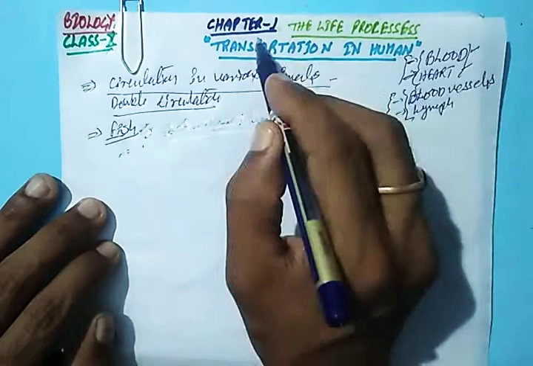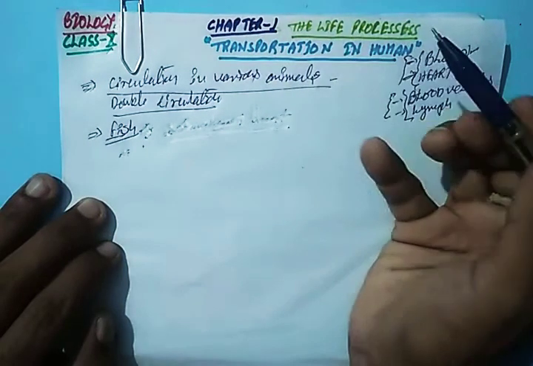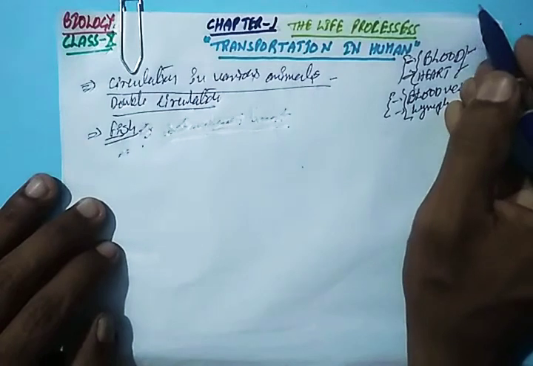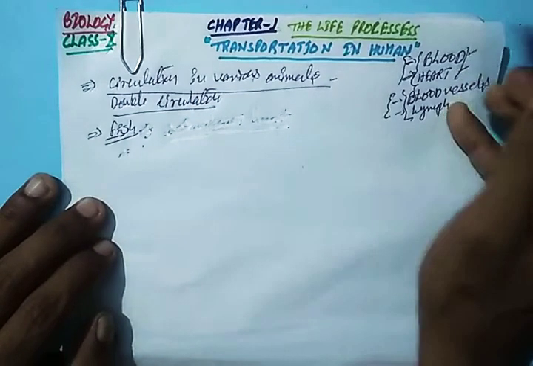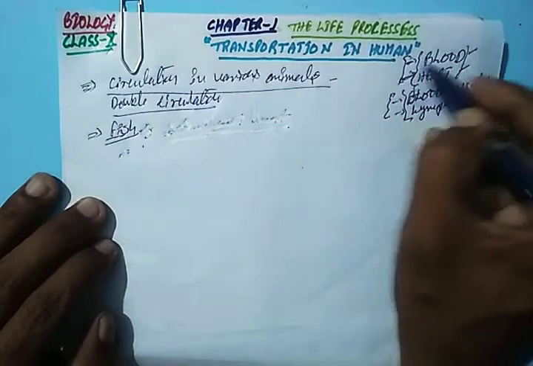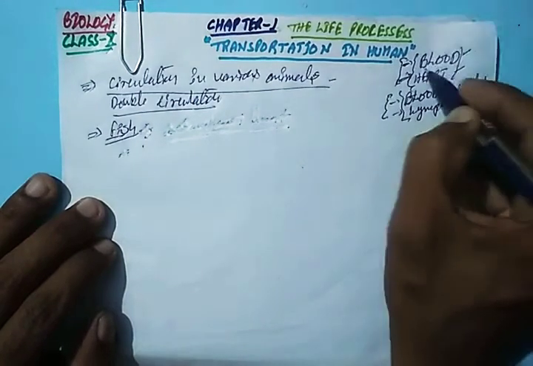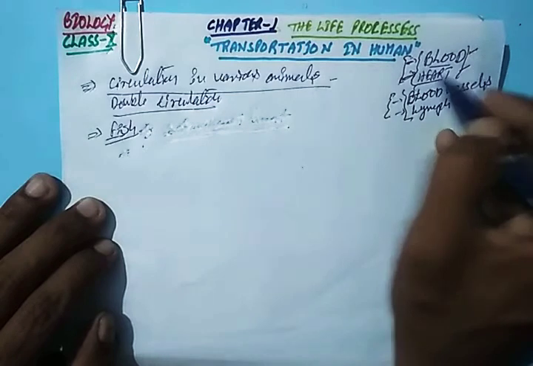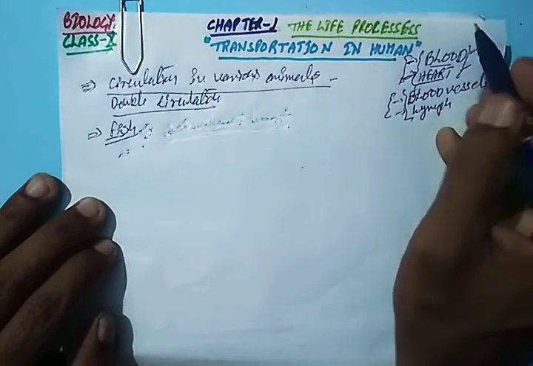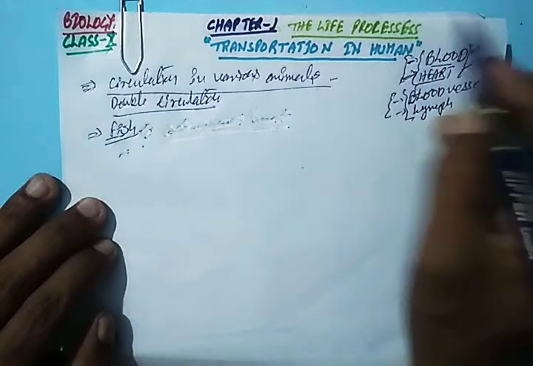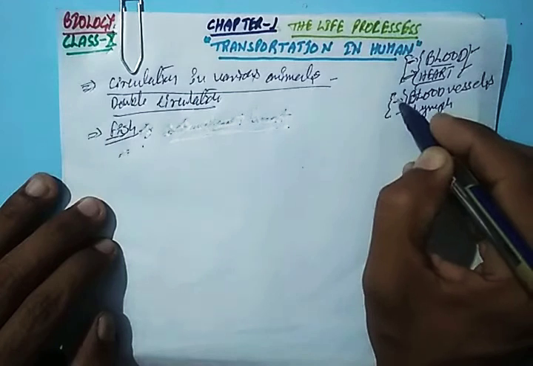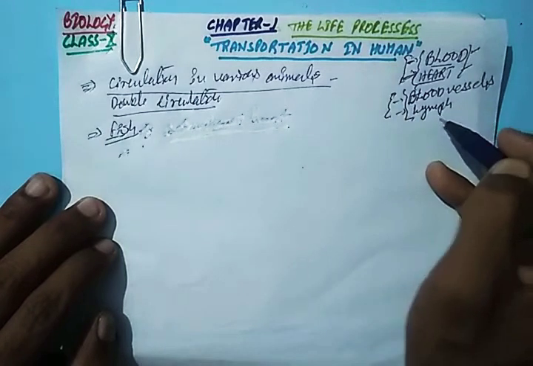In our previous video, we started the chapter Life Processes, and we already discussed the topics nutrition and respiration. We started the topic transportation in humans, and in this topic we discussed its subtopics, the blood and the heart. We already know the structure of the heart and its working, how it circulates the blood to all body parts. In this video we will try to study the topic blood vessels and lymph.